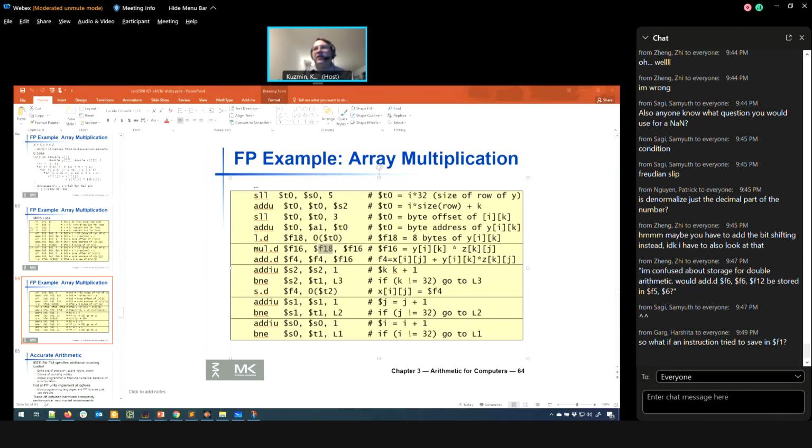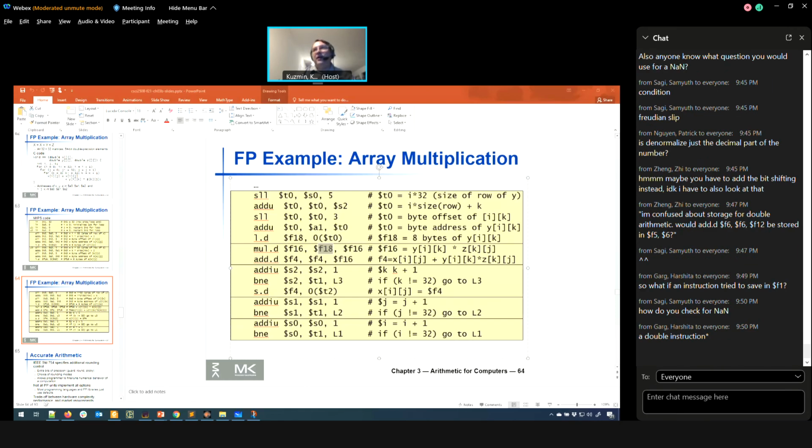Is denormalized just the decimal part of the number? No. Why do we have denormalized or subnormal numbers? It's because the number is smaller than the smallest normalized number, but we can still represent it. So we can relax the requirement for all numbers to be normalized, and because it is a very small number, very close to 0, we only need to do that for numbers smaller than the smallest normalized number. That's why the exponent is actually negative 126, so it's pretty much the lowest exponent that we can have.